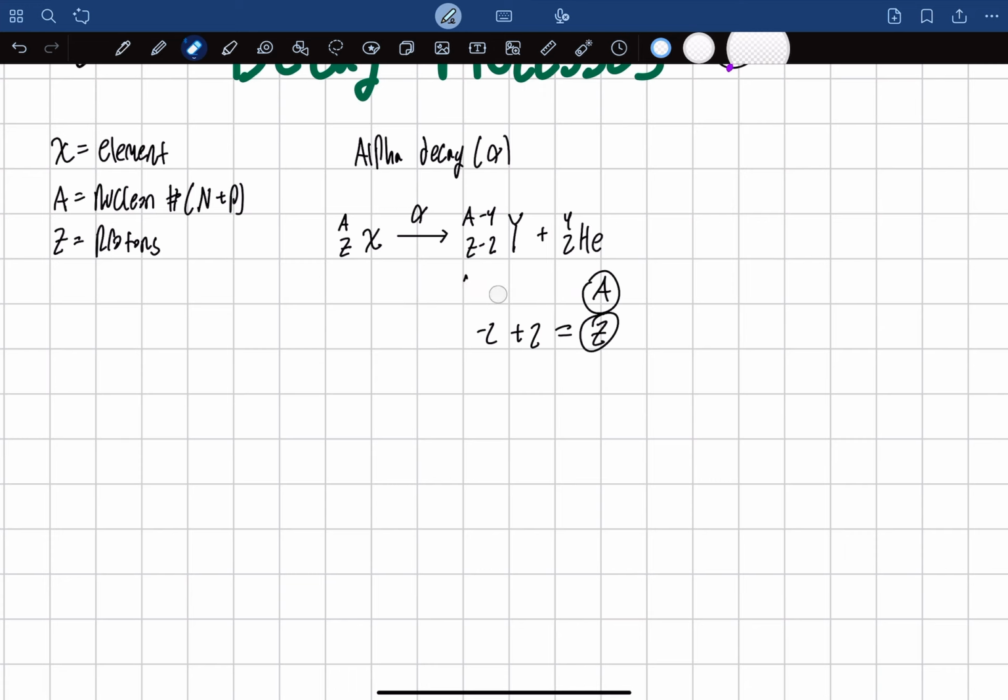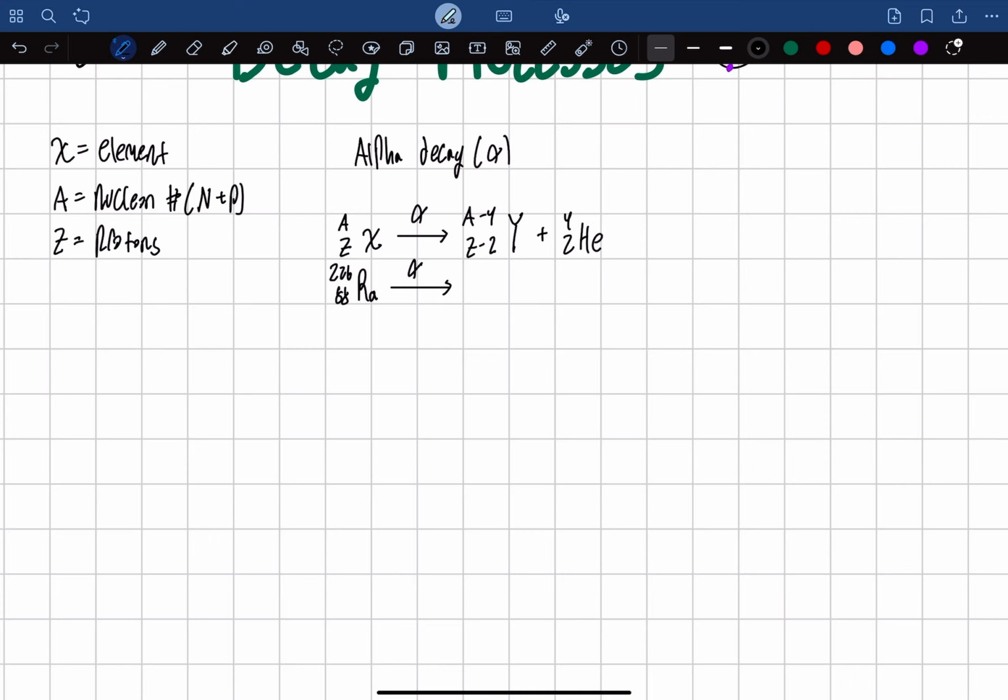So let's go on with a real example. We're going to start off with radium 226. It has an atomic number of 88. I have a periodic table here to look off. And then there's alpha decay. So I'll give you some time. You can pause the video to tell me what the products are. And okay, I'm going to start now.